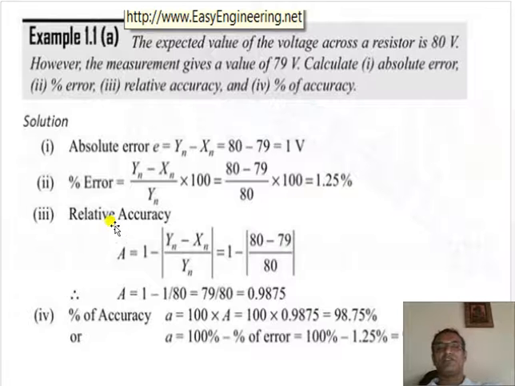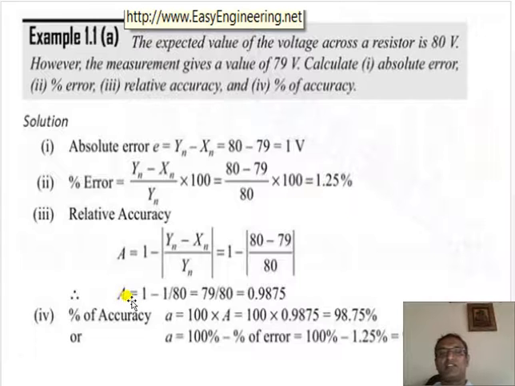And the relative accuracy is given by the equation A is equal to 1 minus the magnitude of (Y of n minus X of n) divided by Y of n. So 1 minus the magnitude of this, which is 1.25. If I subtract this, then divide by this, I get the value of this.